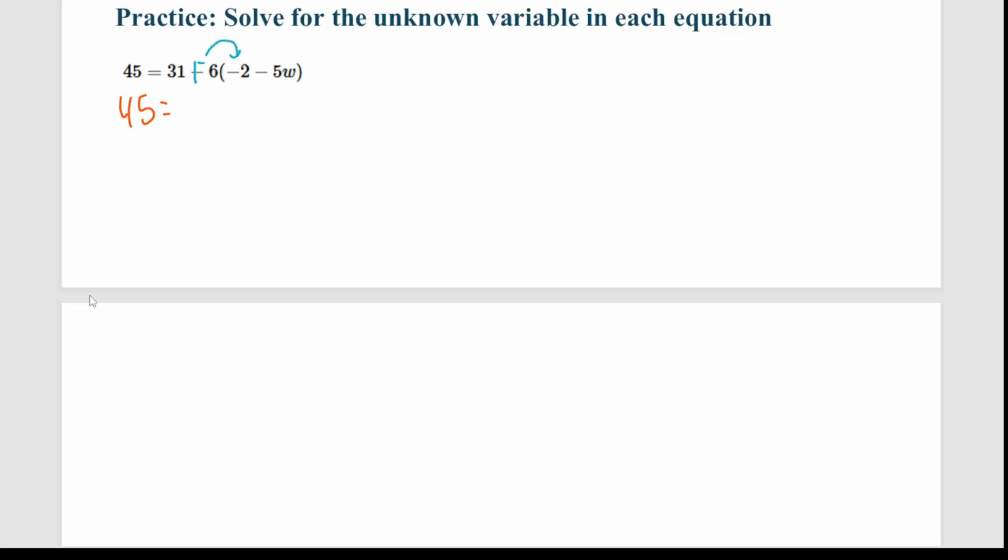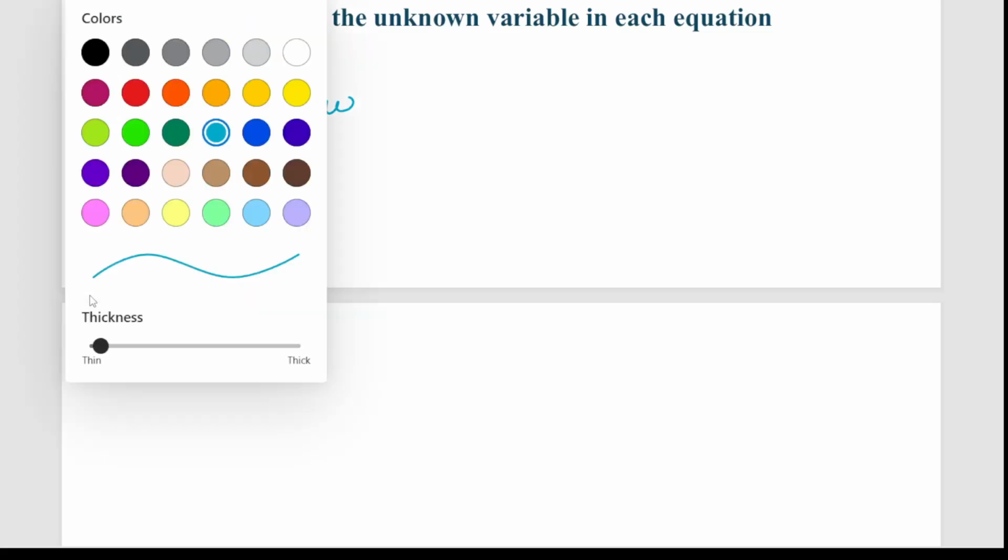So you're distributing negative 6 to negative 2, and negative 6 to negative 5w. So I'm going to drop down the 31. Negative 6 times negative 2 gets me plus 12. Negative 6 times negative 5w gets me plus 30w. So keep in mind that that negative is really attached to the 6 whenever you're doing that distribution.